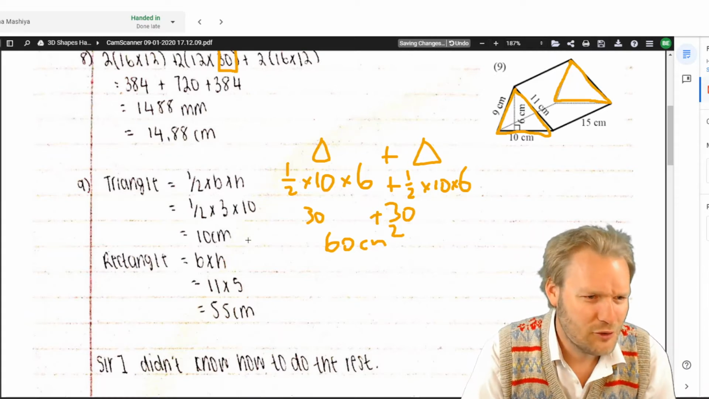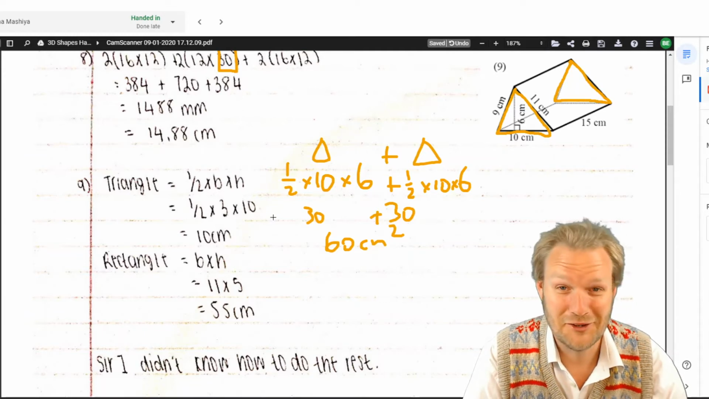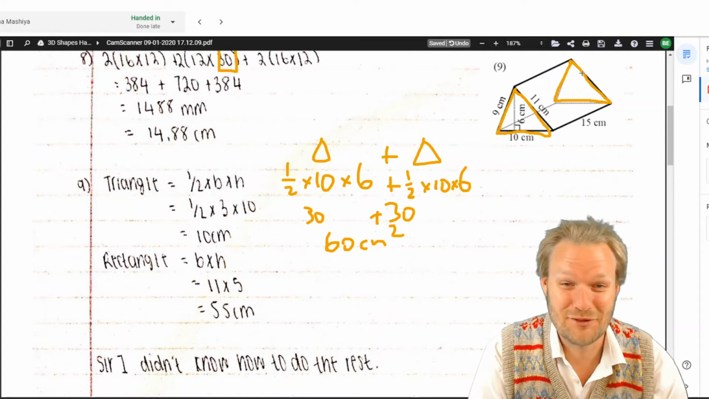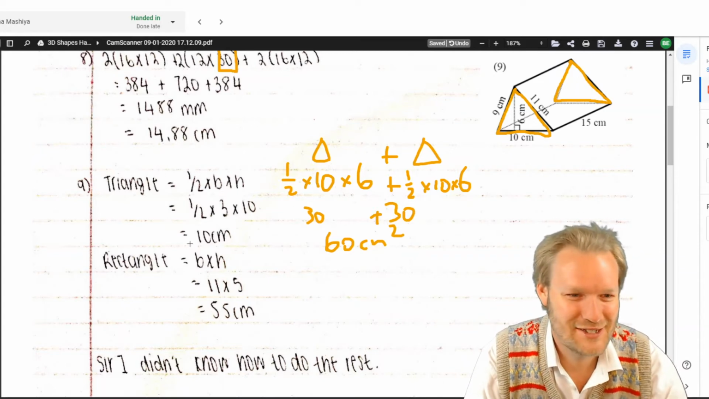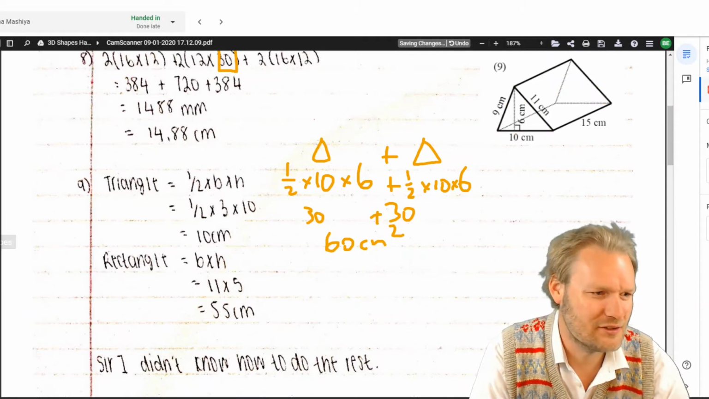I'm not sure what happened here, to be honest. So half times 3 times 10 is 10. I don't know. We're going to have to look at what's happening there. But anyway, the idea that you got a couple of triangles, I like. Then you've got rectangles. So I'm going to rub this out so we can look at the rectangles.